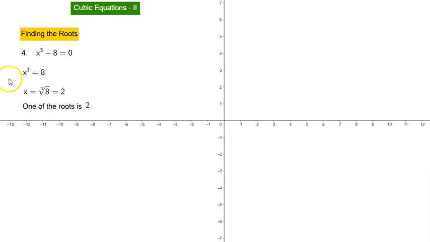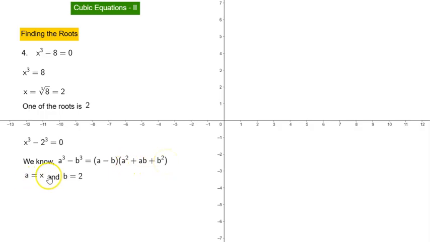Okay, let's see. x cube minus 8 can be written as x cube minus 2 cube equal to 0. Now we know a cube minus b cube. What is it? So we know a cube minus b cube is equal to a minus b times a square plus ab plus b square. Here a is equal to x and b is equal to 2. So x cube minus 8 is equal to x minus 2 times x square plus 2x plus 4 equal to 0. Now we solve x square plus 2x plus 4 equal to 0.